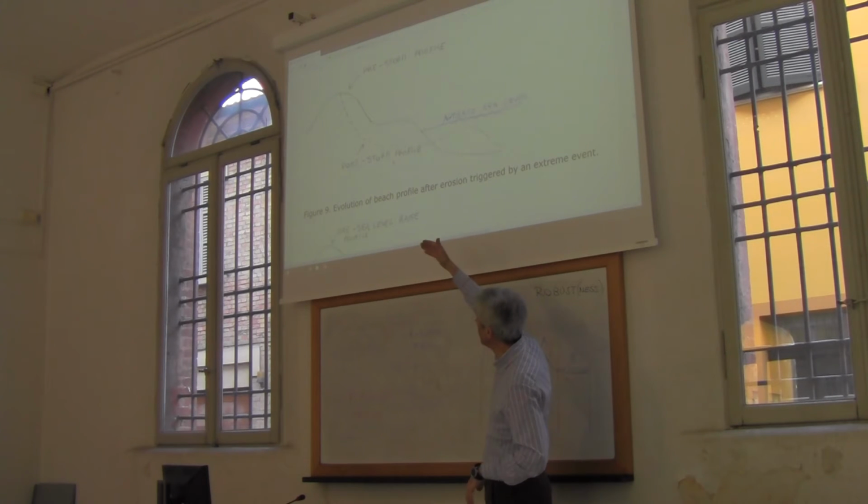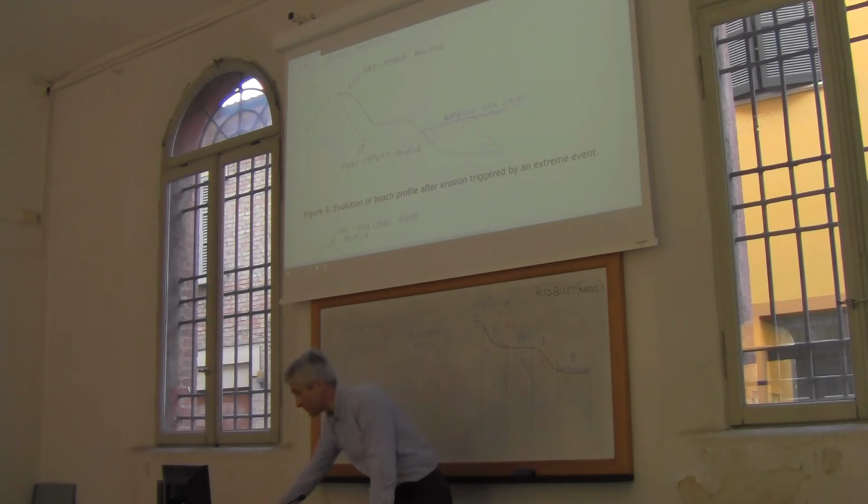From a previous profile with a well-defined berm, runnel, and dune, remember, this is the berm, this is the runnel. The runnel, you may have some water there, and this is the dune. So you get a storm, the berm is destroyed, the dune is affected, and the sand is brought back into the sea. And then you may have a long-term process that pushes it back.